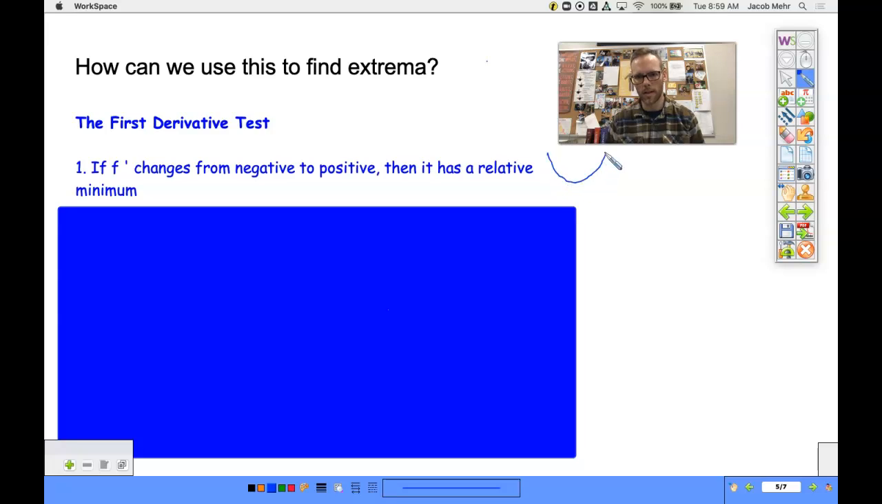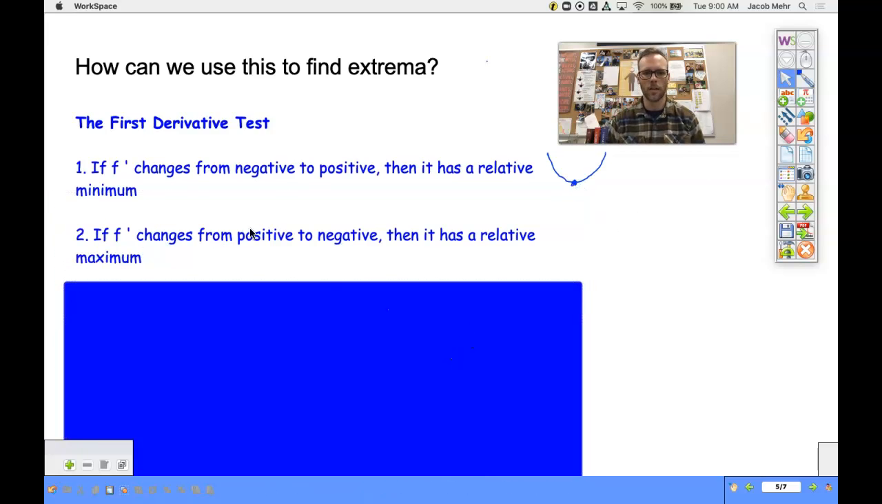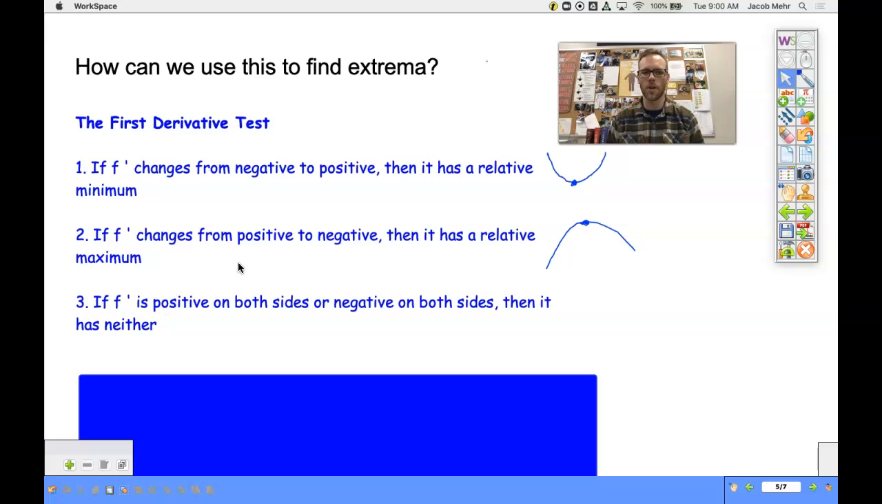So it's just like this. The function goes from decreasing to increasing. That's a relative minimum. If f prime goes from positive to negative, that means it goes from increasing to decreasing. That must be a maximum. Now, if it does not change, if it's positive on both sides or negative on both sides, then it has neither.